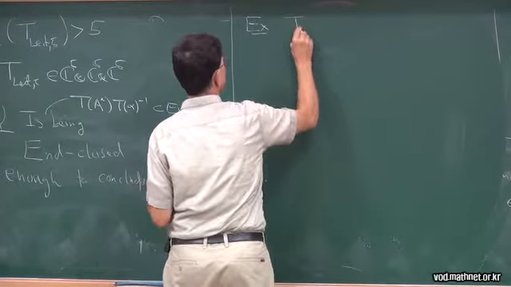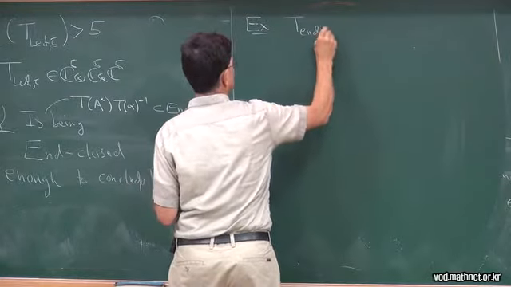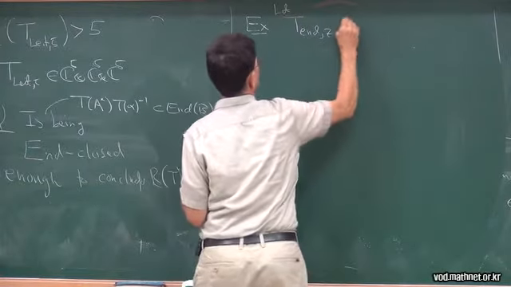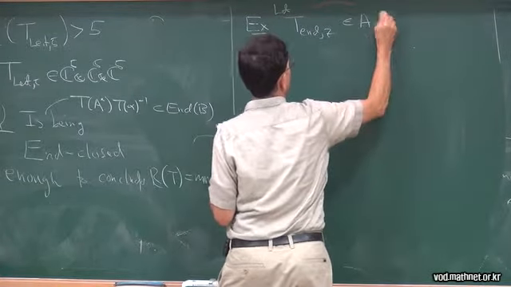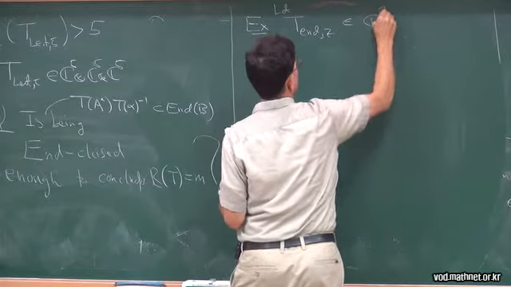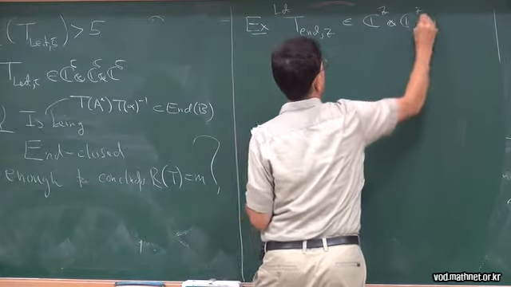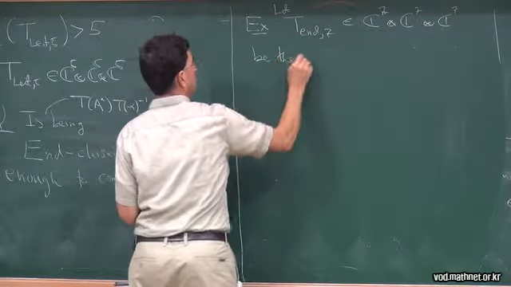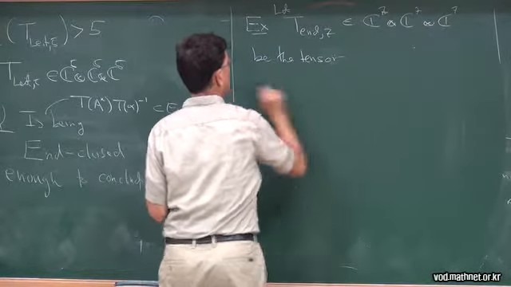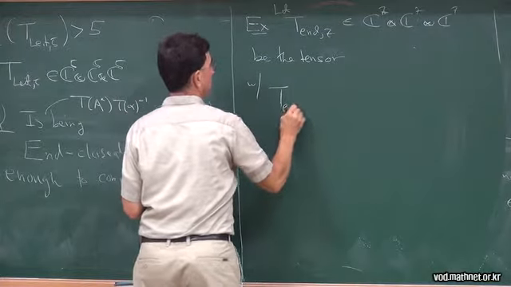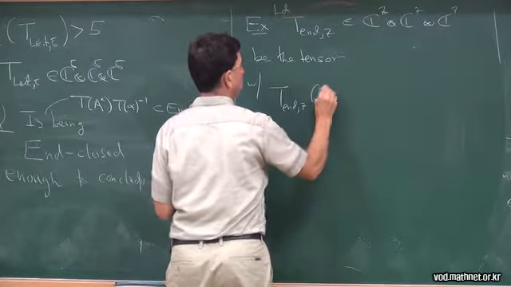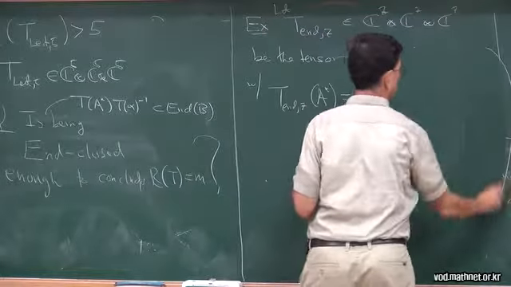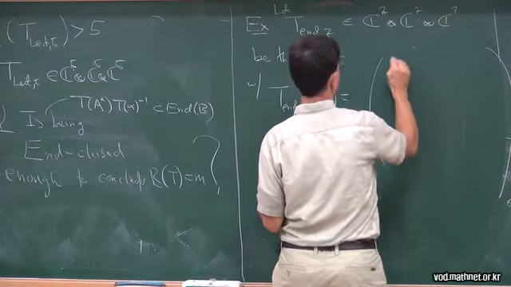Let T_end7 in C^7 ⊗ C^7 ⊗ C^7 be the tensor with T_end7(A*) equal to the following space. So I have to write down a 7 by 7 matrix.